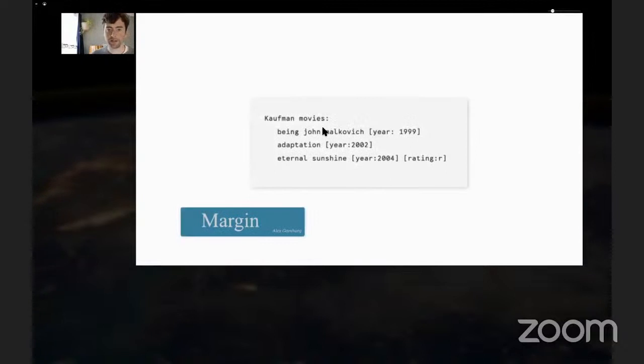I love this markup language. This was developed last year by Alex Gamberg. What's cool about it is that you can just type a paragraph, but as soon as you use the square brackets, it recognizes the indentation. So when this parses, you can query things like what year was adaptation made.